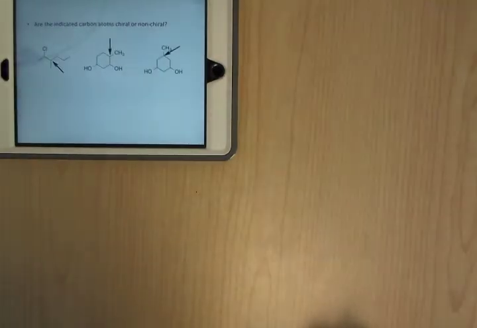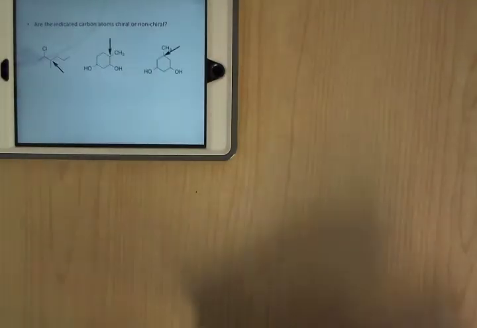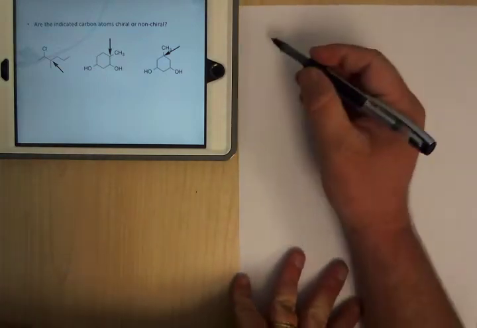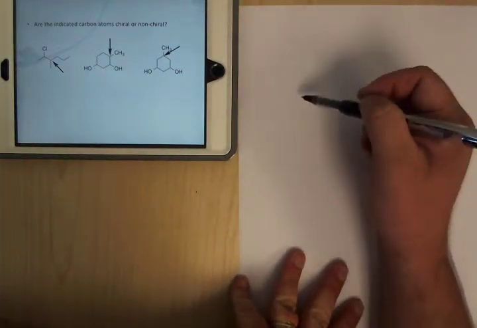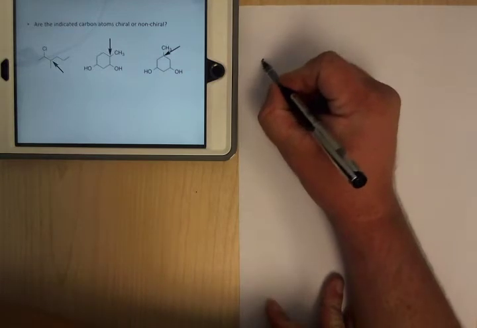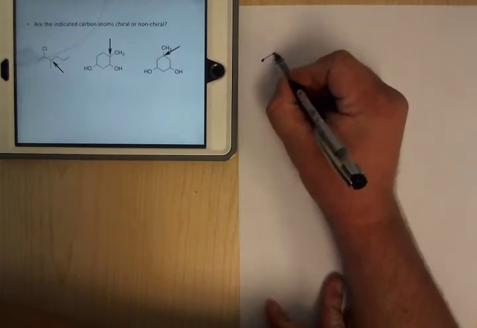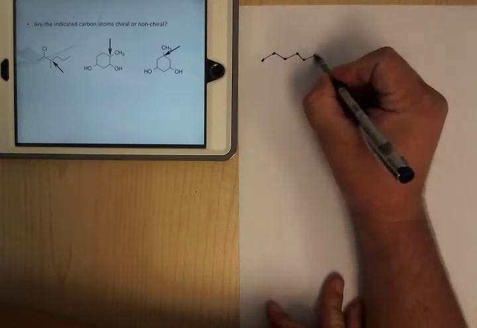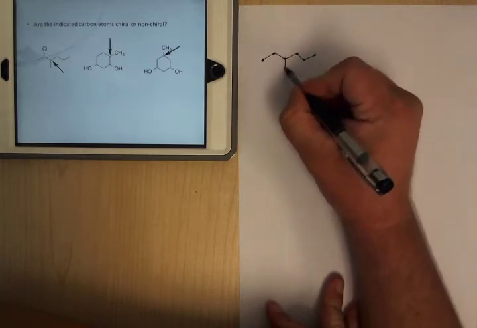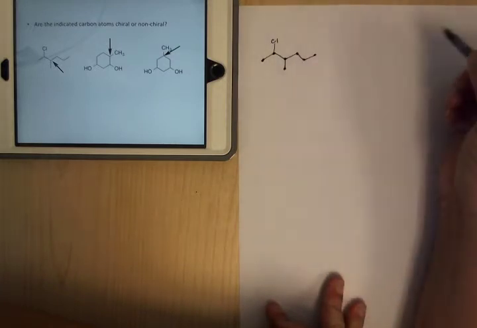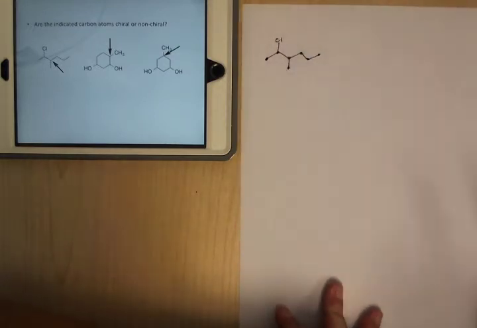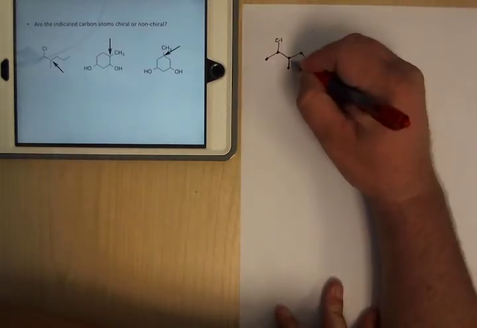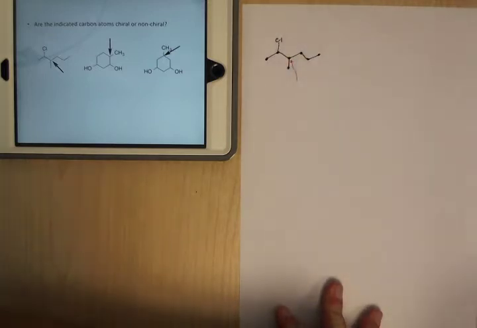Okay, so indicate if it's a chiral carbon. What are we looking for to make a chiral carbon? We need 4 different things hanging off of that carbon. So here we go. It's going to get drawn as a skeletal structure, and I need you guys to get used to those. So I'm interested in that carbon there.